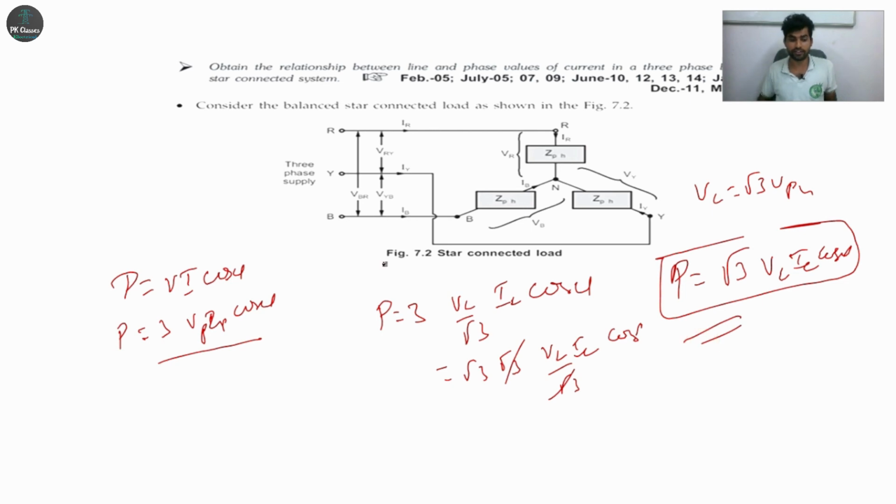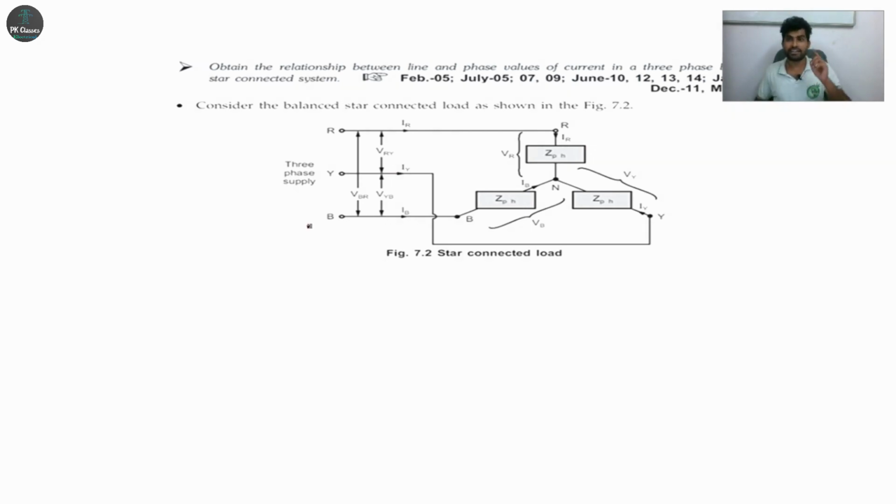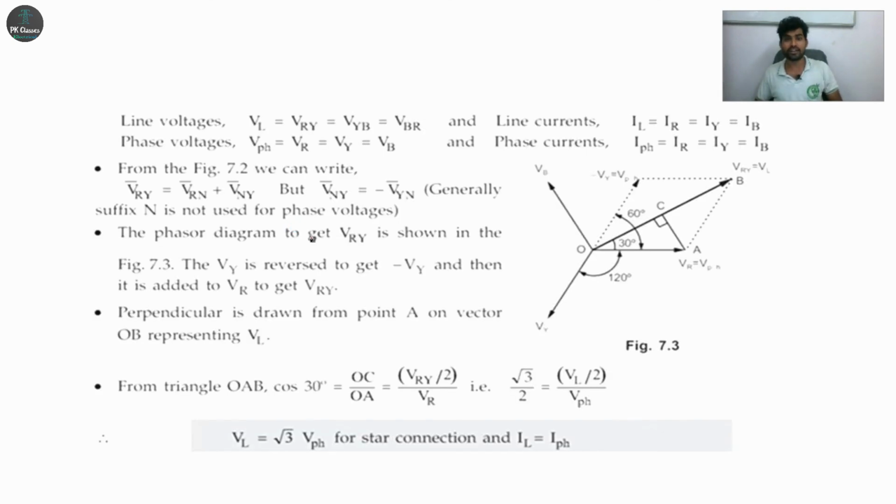Let's see another method for deriving the line voltage, line current and phase current of a star connected load. Similarly, there is a line voltage and a phase voltage, line current and phase current. Similarly, we apply VRY is equal to VR minus VY, right? This is the diagram. I'll draw one perpendicular line from OB, that is A, right? So this is 30 degrees, total 60 degrees, and the total angle is 120.